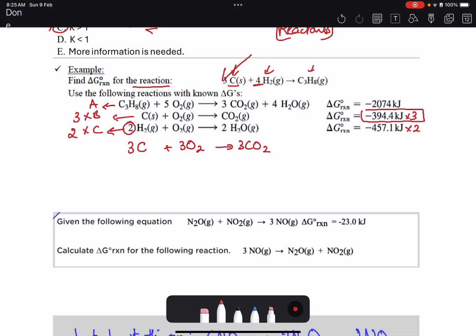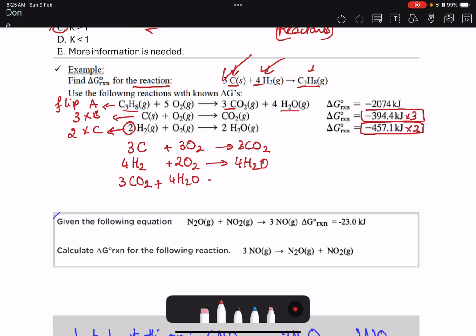Therefore, the delta G will also be multiplied by 2. So let's copy it again. 2 times 2, that's 4 hydrogen plus 2 oxygen, giving 4 H2O. Now we're done with this. C3H8, we finally find it in equation A, but we need it to be with the products. So we decide to flip equation A, and that is going to be 3CO2 and 4 H2O to produce C3H8 and 5O2. And when we flip an equation, the delta G becomes positive.